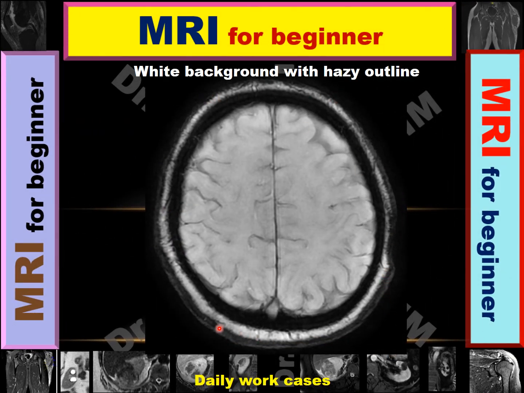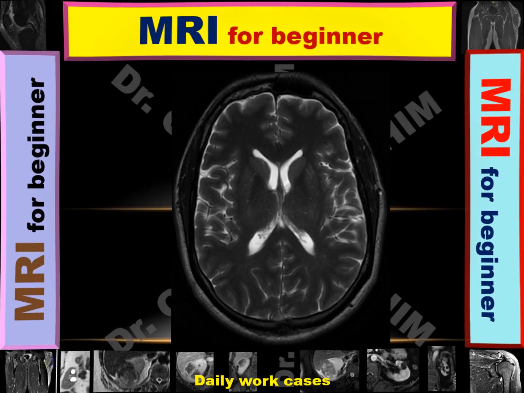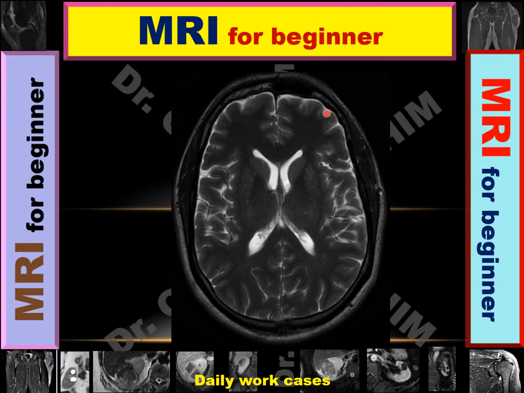White background with hazy outline representing T2 star or gradient echo or SWI sequence. This sequence is good for calcium or blood detection. Again, CSF is bright and subcutaneous fat is bright, so you're dealing directly with the T2 sequence. In the T2, the abnormal signal appeared bright.